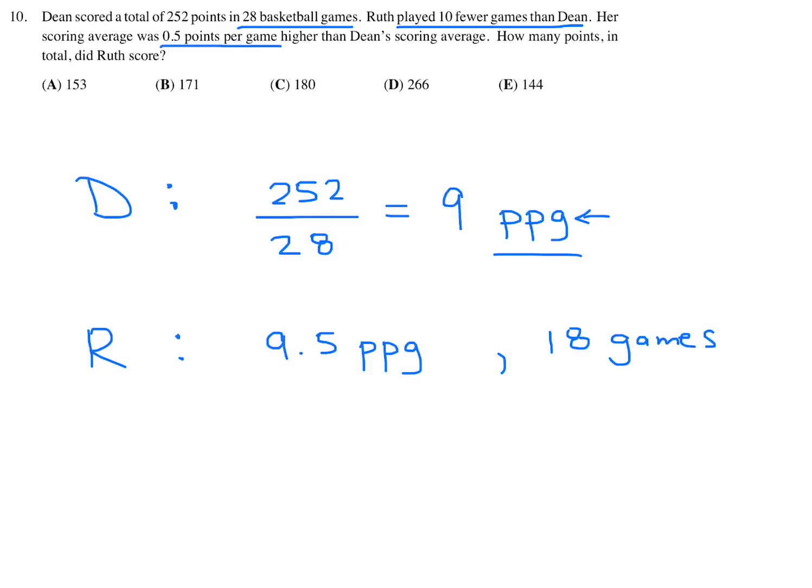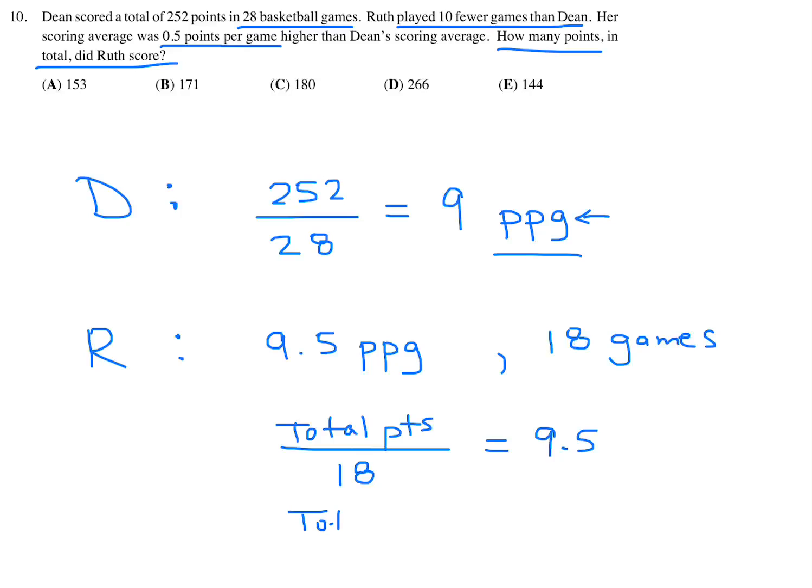So they want you to now find how many points in total did Ruth score. So total points divided by the number of games is going to be her average. So that's the math formula. And therefore total points is going to be 9.5 times 18, which is 171. So number 10, the answer is B.